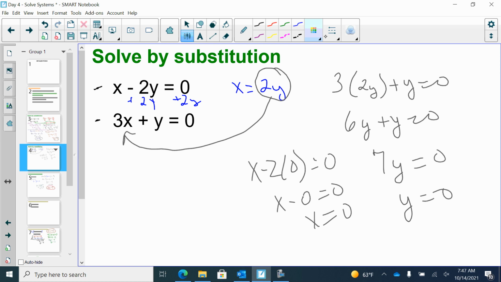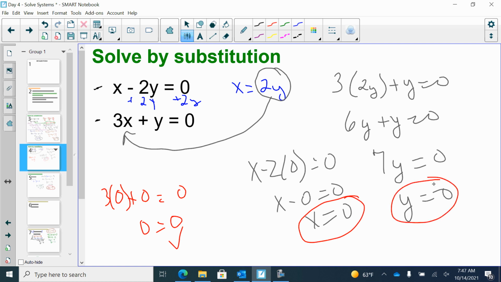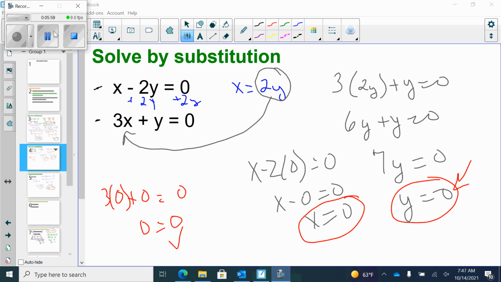Very uncommon, but it is possible. If I plug the 0 in here, I'd have 3 times 0 plus 0 is 0. 0 equals 0, right? Very uncommon, but it is possible to be (0, 0). The key here, guys, is if the first term is 0, it doesn't mean no solution. You could possibly have a 0. Pause for a second.